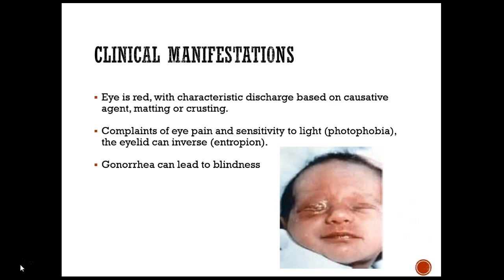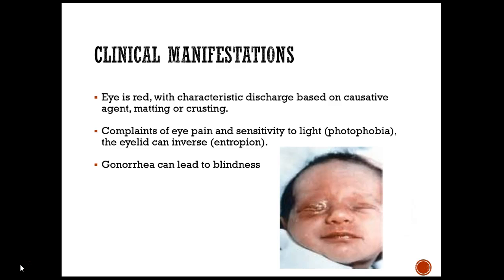So what do we see? Typically the eye is red with a characteristic discharge, and it depends on the causative agent as to what type of discharge that you see. And we also see matting and crusting. With older kids, they'll complain of eye pain, or they'll complain of sensitivity to light, which is also called photophobia. And we can also sometimes find that the eyelid will actually inverse, which is called entropion.